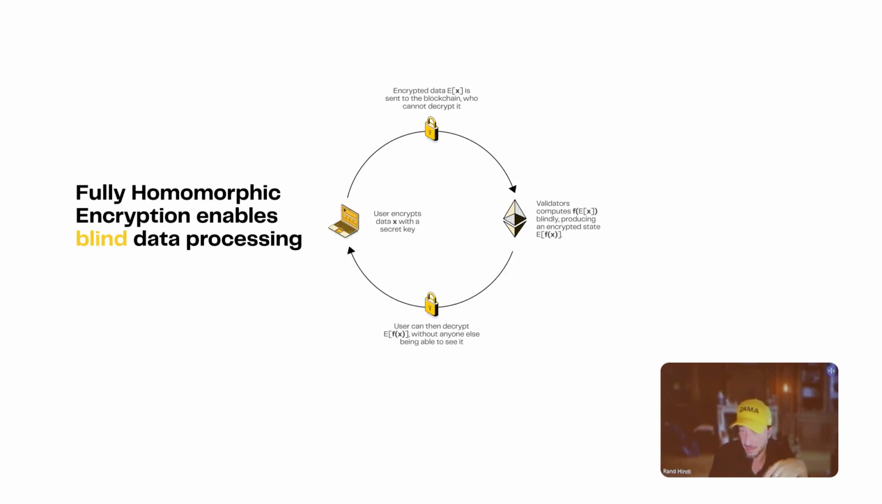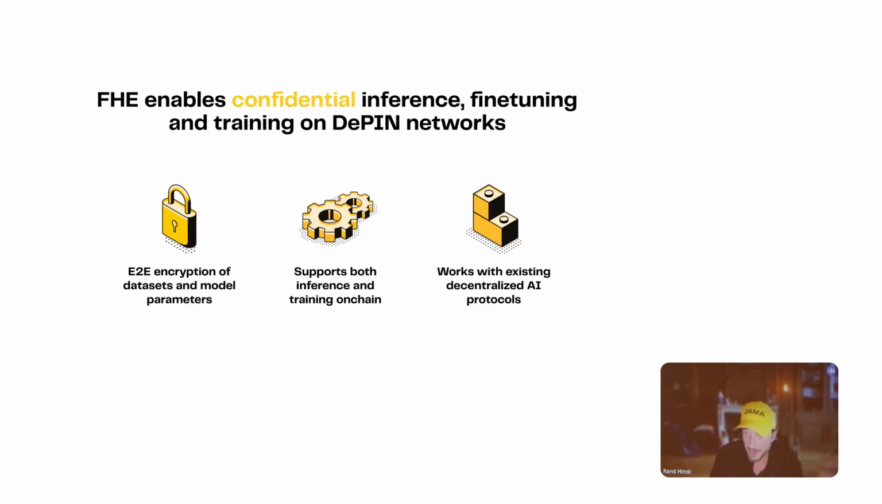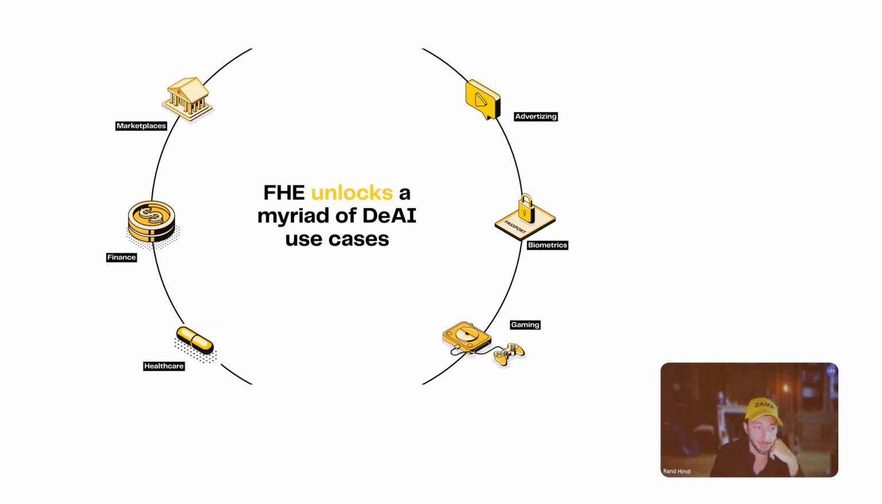For the end user, nothing changes. They're just sending data and getting a response, but now the data is encrypted when you send it and during computation, so it's encrypted end-to-end. This is great because it means that you can now have confidential inference, confidential fine-tuning, and confidential training on top of any DePIN network. Not only does this encrypt the data set and model parameters, it also works with existing decentralized AI protocols because it doesn't require changing the blockchain protocol itself. It's something you're adding on top of your existing DePIN infrastructure, effectively.